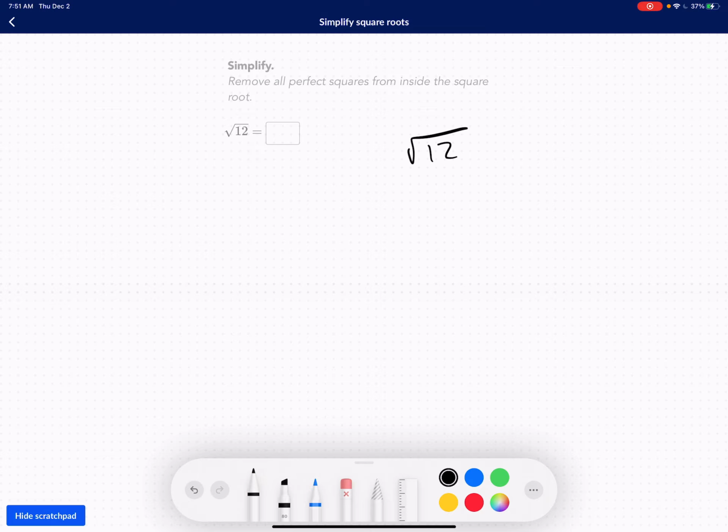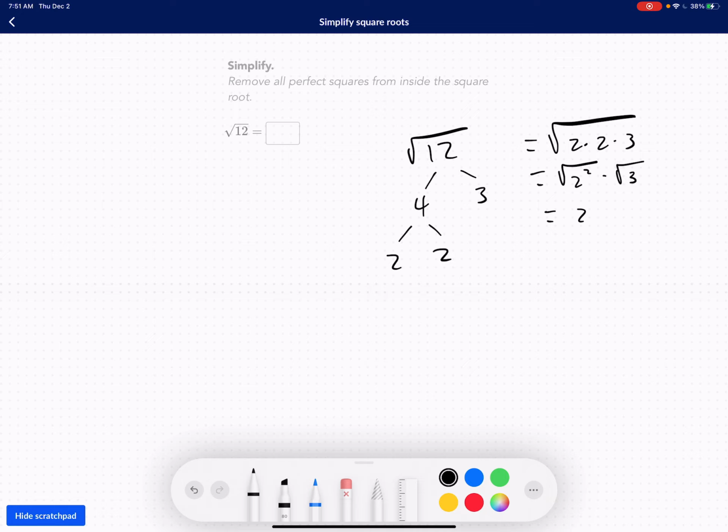Okay, so I'm going to factor this out. 4 times 3, and why? Because 4 times 3 is 12, and 4 is 2 times 2. 2 times 2 is 4, times 3 is 12. So I'm going to rewrite this as 2 times 2 times 3, right? And then I can rewrite this as 2 squared times 3. And then when you square root the 2 squared, it's just going to be 2 times square root of 3. So we got 2 times square root of 3.